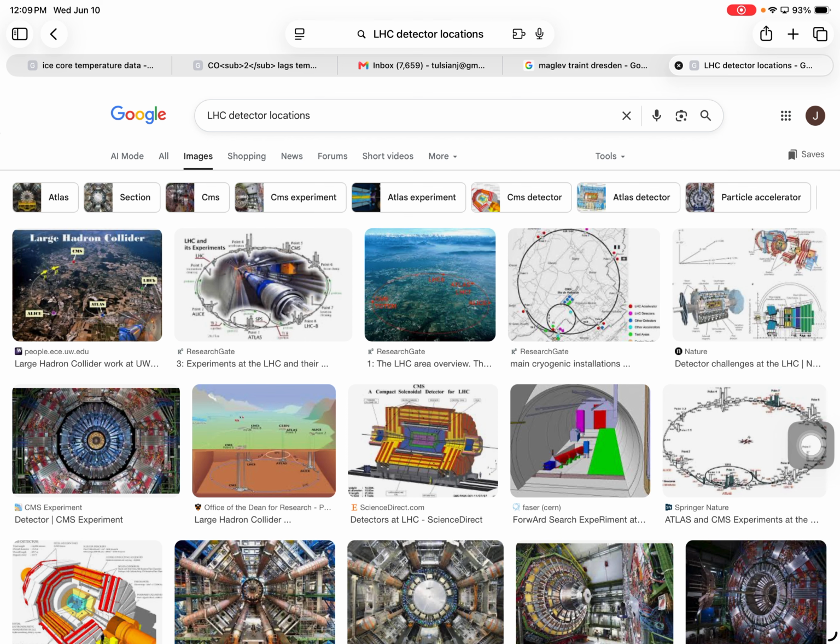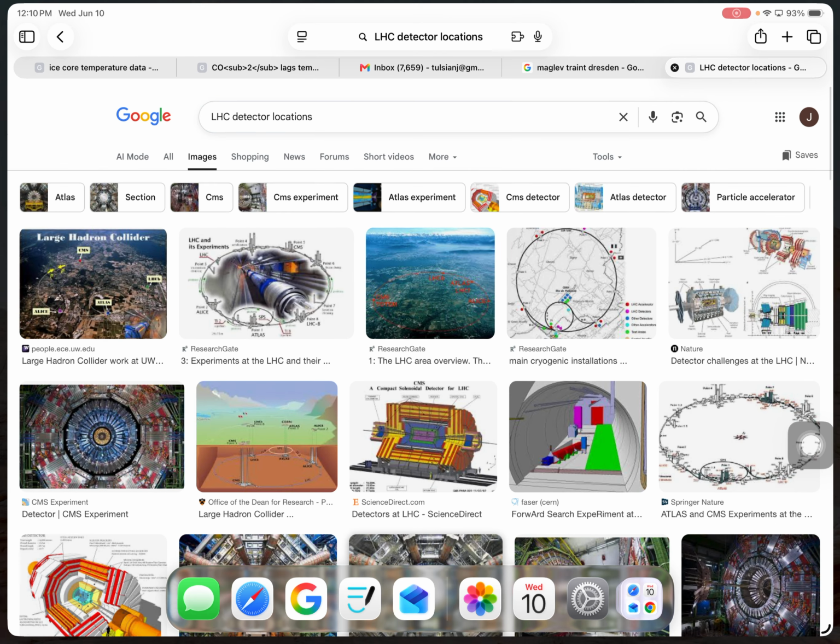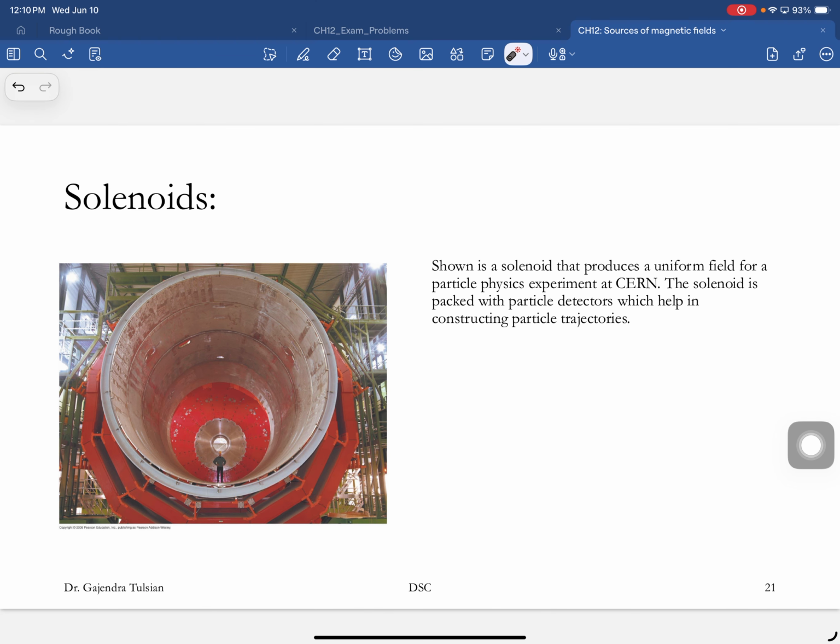Almost as large as this building. And inside this building, they have a uniform magnetic field. So that's what this picture is. So here, you can get the scale. That's the inside of the detector.